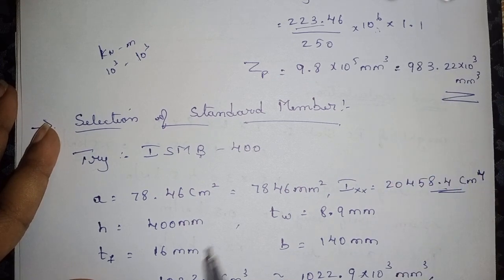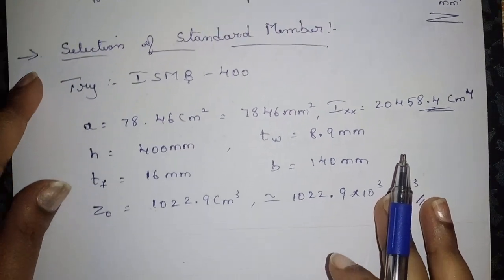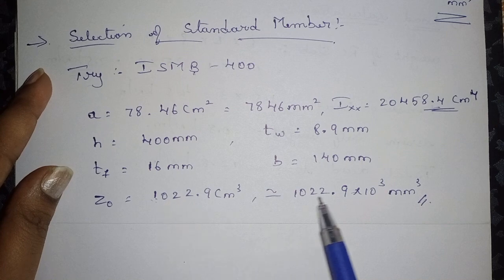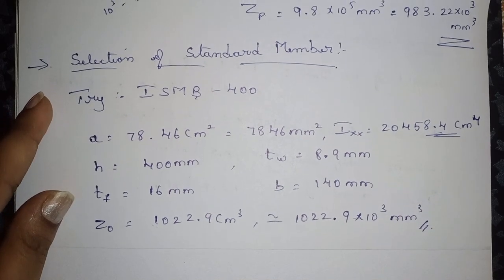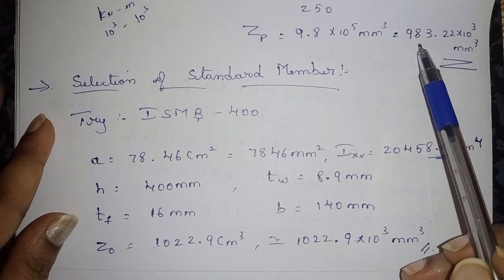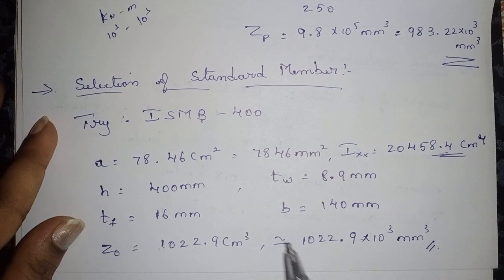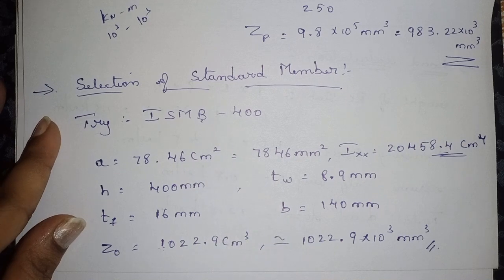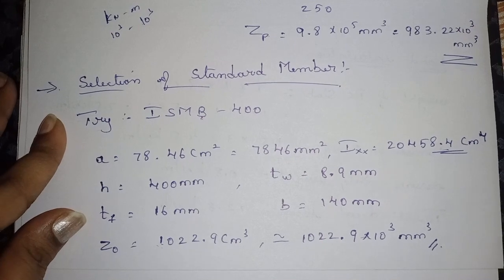Okay, ZP. Whatever Z I have taken, it is nearby. I got something around 1022.9. So you will not get the exact one, you need to take a little higher. We require 983.22, and we have taken 1022.9. We need to take a slightly higher value. Got it? Slightly higher means I have taken ISMB 400. It is not mandatory that you take 400 only. You need to take a nearby value.